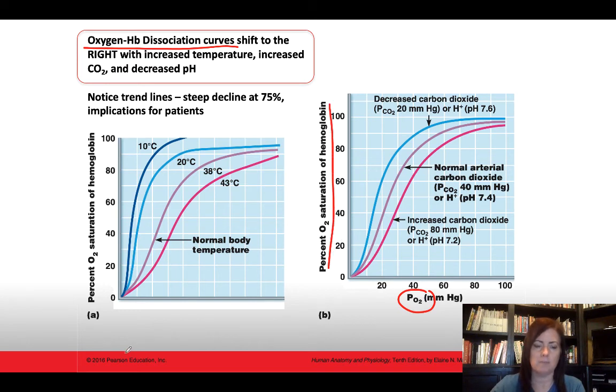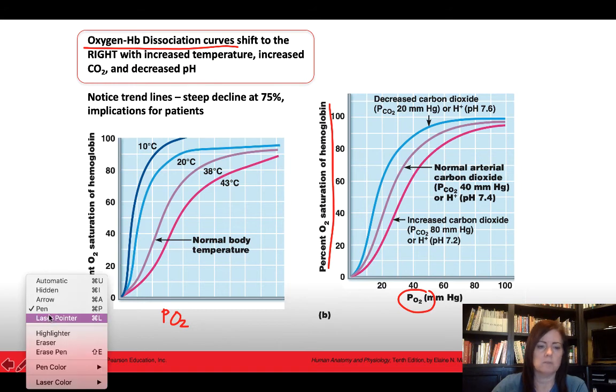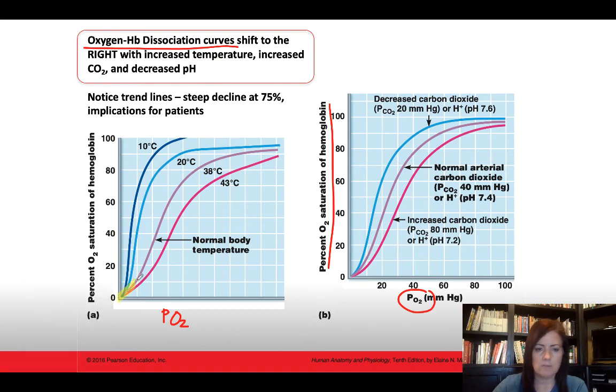And this is the same, they didn't write the partial pressure of oxygen here, but this is basically the same, the partial pressure of oxygen. So let's take a look and see what happens. This is our normal curve. If we look at this one here, this is our normal curve, okay? And here, this is our normal curve for both of these. And so what we see is that we end up having a right shift.